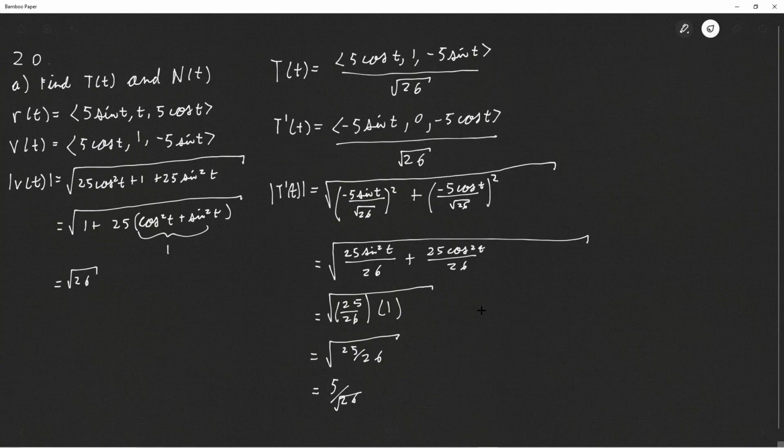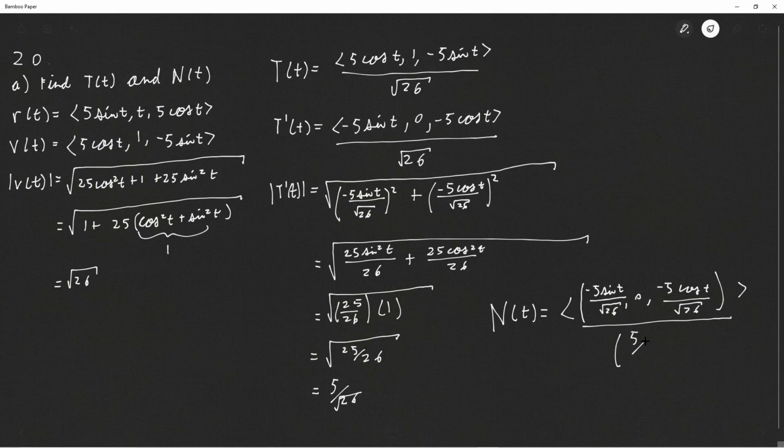Which now gives us all the information we need to find our normal vector, which will be equal to negative 5 sine of t divided by square root of 26, 0, and negative 5 cosine of t divided by the square root of 26, all divided by 5 over the square root of 26, which will cause these to cancel, giving us our normal vector is equal to just the negative sine of t, 0, and negative cosine of t.